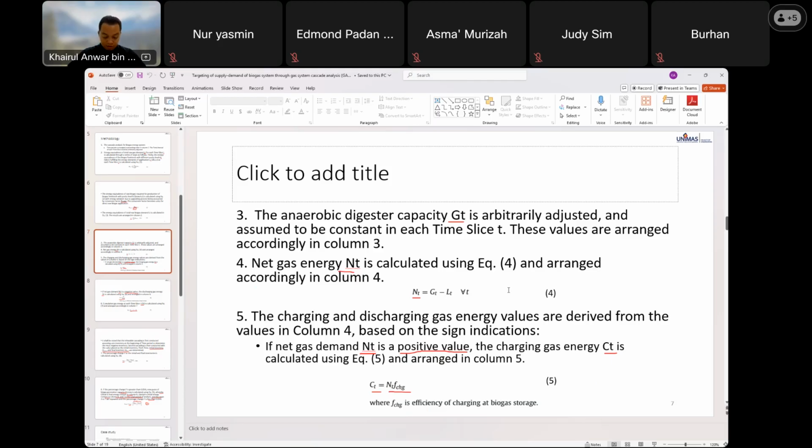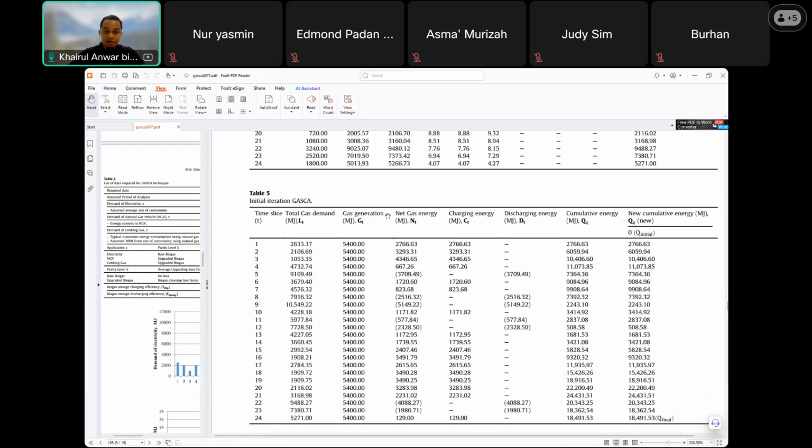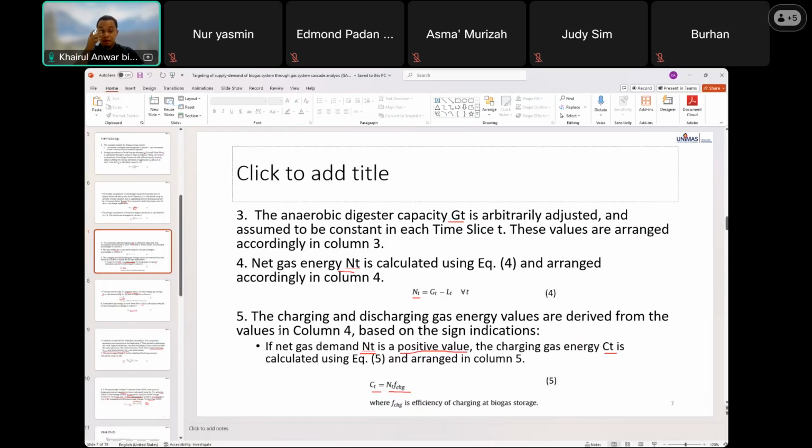So NT is equal to GT minus LT. Column 4: GT was 5,400 minus 2633. You get 2766. This is considered for the cascade. So we fill up each column in table 4.